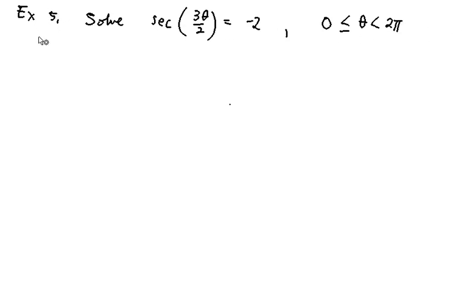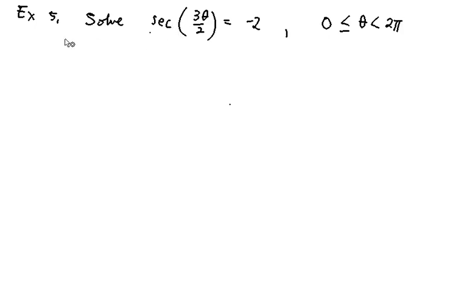Okay, last example for this section on 7.7. Let's solve this equation. And this time we have a secant, yuck, and a 3 theta over 2 inside, and we have a minus 2 on the outside. Okay, now let's think back. What does a secant... Since I don't like working with secants, let's convert it to cosine or sine, whichever one that is.